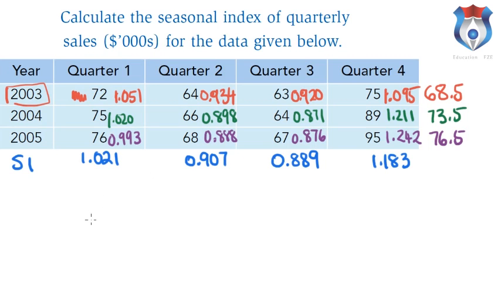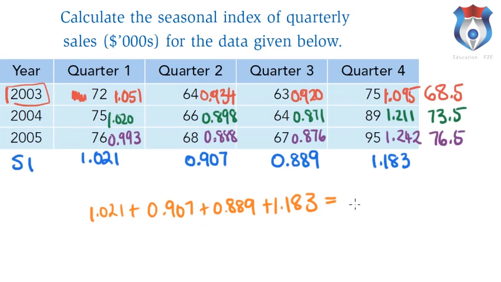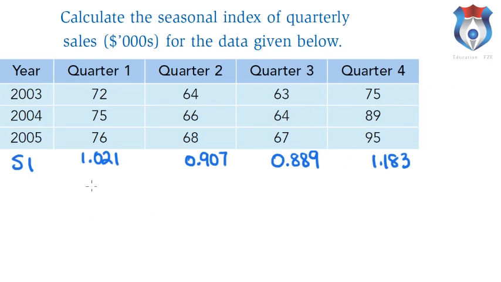So let's just double check these. We have 1.021 plus 0.907 plus 0.889 plus 1.183. What do you know? If you put that on your calculator, it adds up to exactly 4. Ta-da!